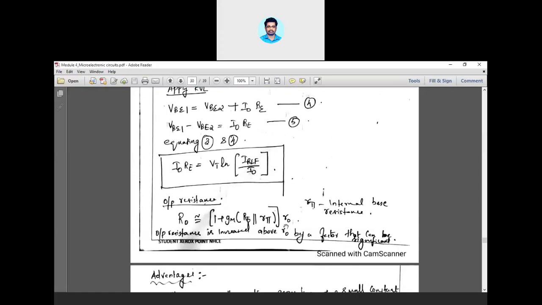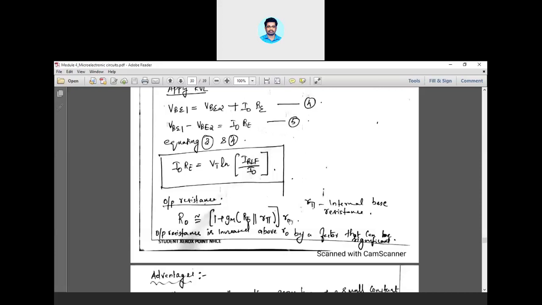Normally, the output resistance was R0, but by configuring this circuit, you will be able to increase the output resistance by a factor of 1 plus gm into (RE parallel r pi), isn't it? Which is highly significant. So you are able to produce a very high output resistance that is approximately equal to the output resistance of a cascode. You know that for a cascode amplifier, you have a very large output resistance. Okay, so you should always be able to design a current source whose output resistance matches the output resistance of a cascode.